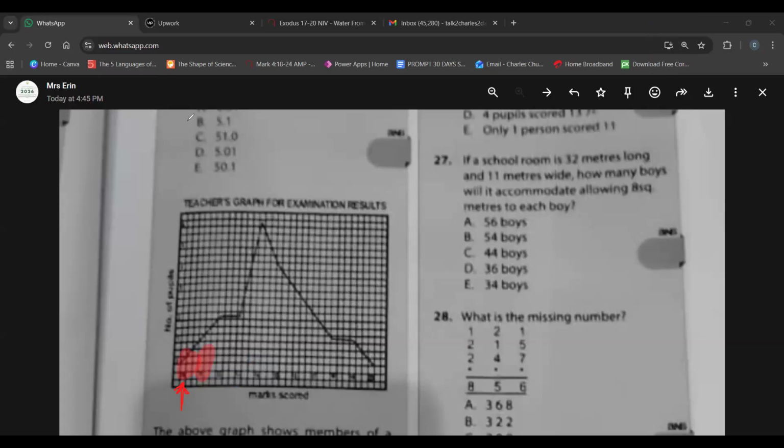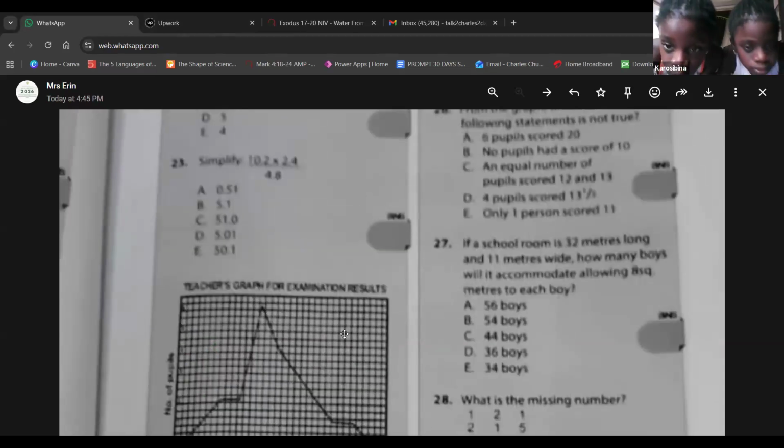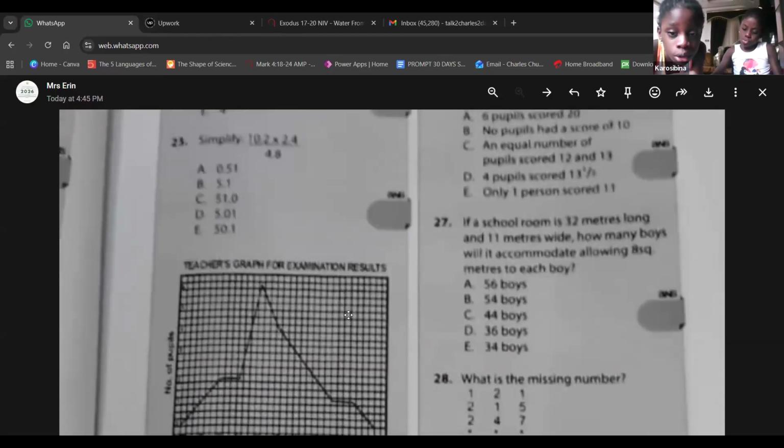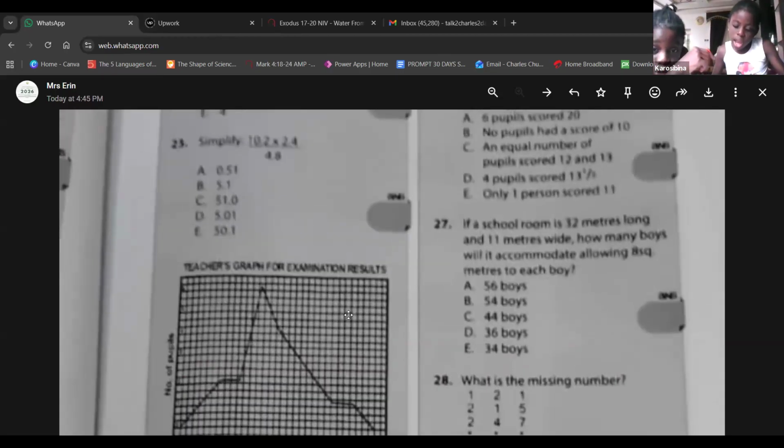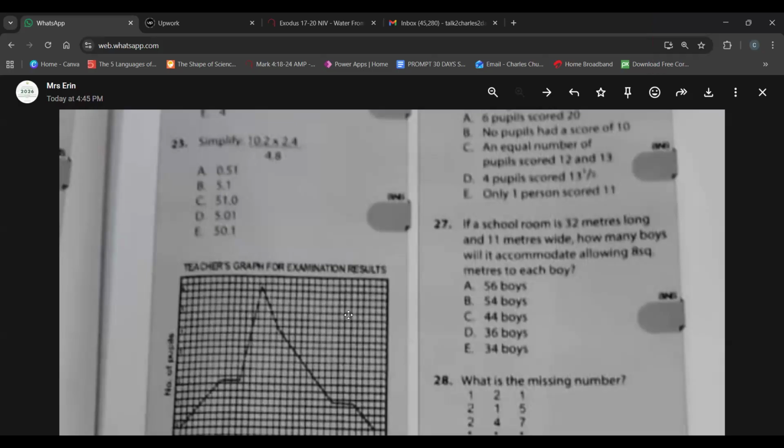Let's go to number 27. What does number 27 say? If a school room is 32 meters long and 11 meters wide, how many boys would it accommodate, allowing 8 square meters to each boy?